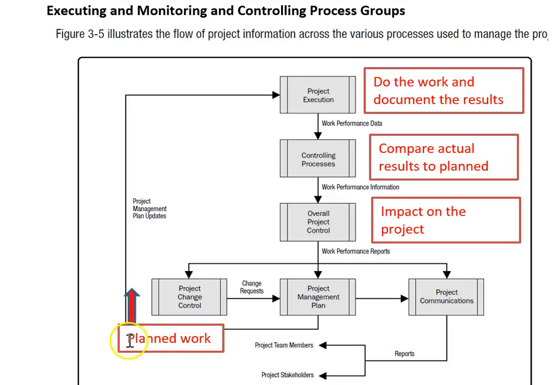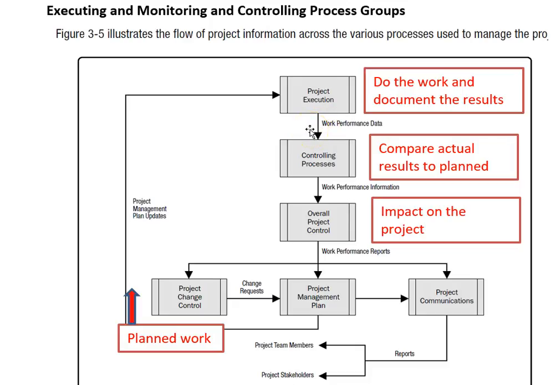And you know how long it will take and who's going to do it and all sorts of things, but you haven't actually done the work yet. So we go up to project execution, and that's where we actually get the work done, and we document the results of that. So if we started a task on Wednesday and we finished it on Friday, the 21st of January, that's the type of information that we call work performance data.